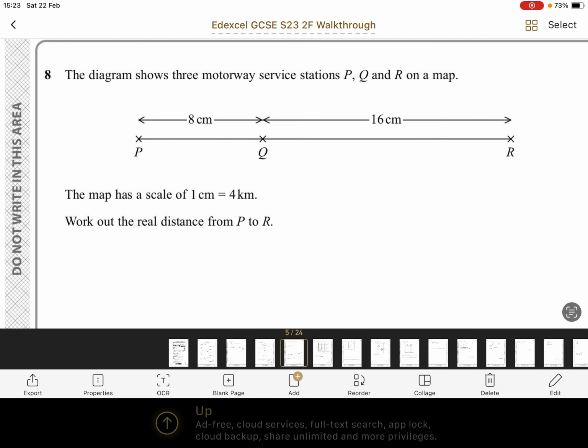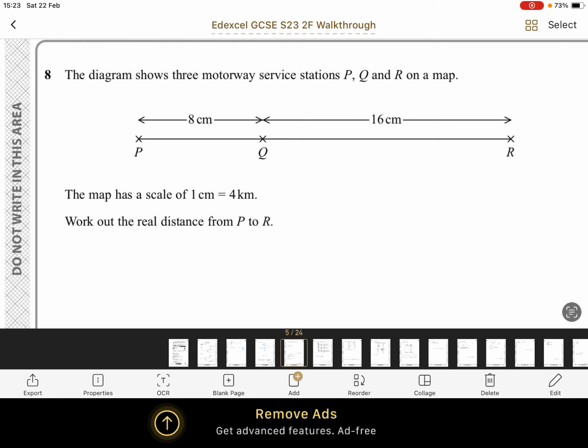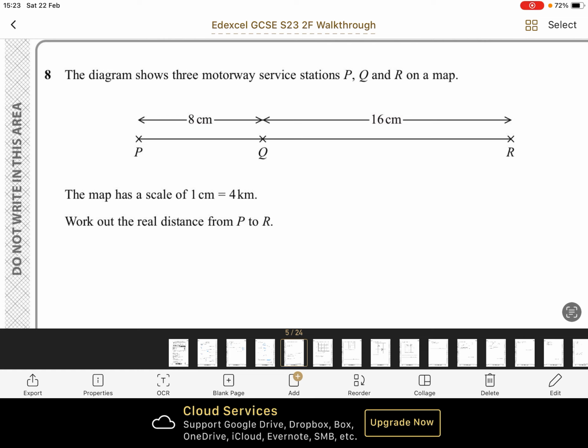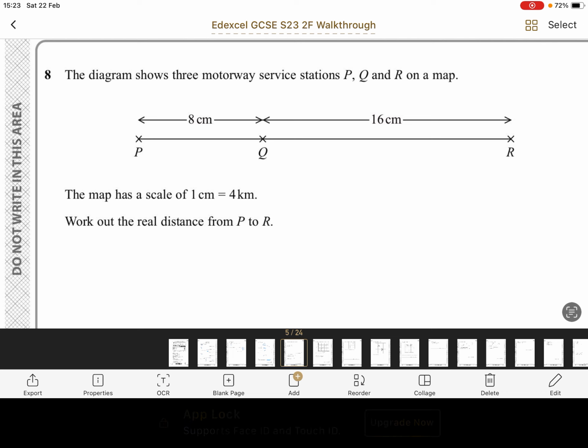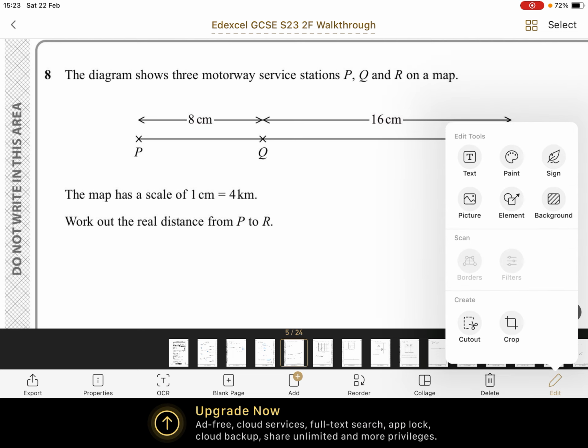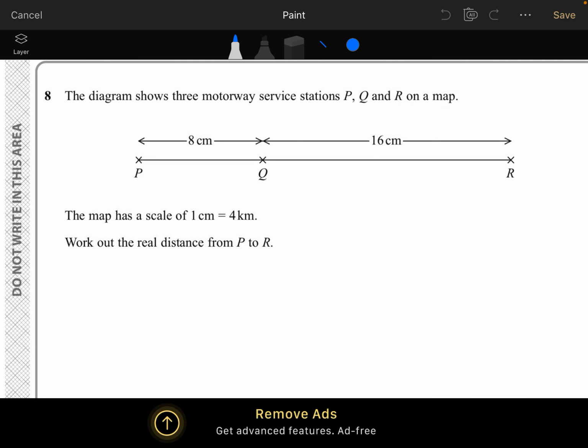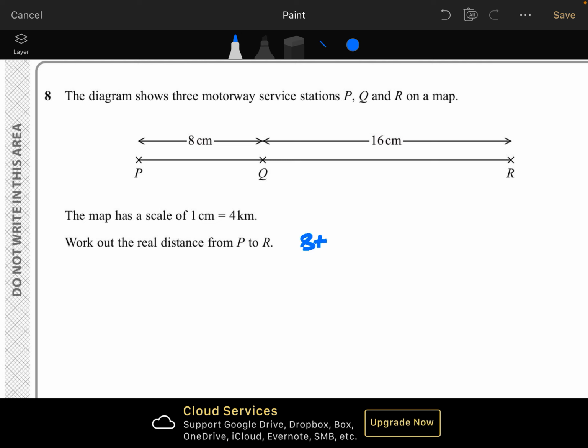Question 8. The diagram shows three motorway service stations P, Q and R on a map. The map has a scale of 1 centimetre equals 4 kilometres. Work out the real distance from P to R. Well, the total distance that's shown on there from P to R is 8 plus 16. So P to R will be 8 plus 16 is 24 centimetres.